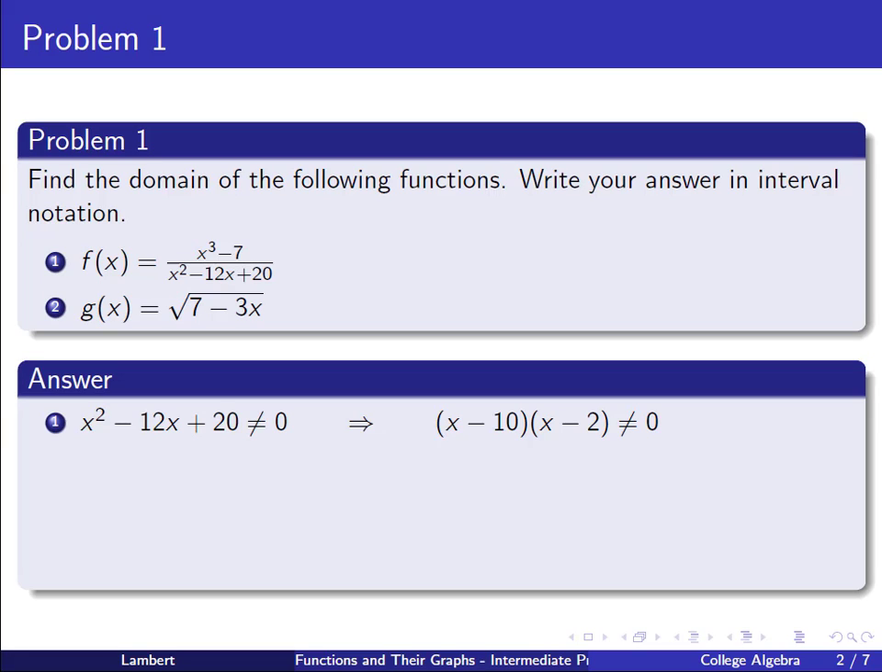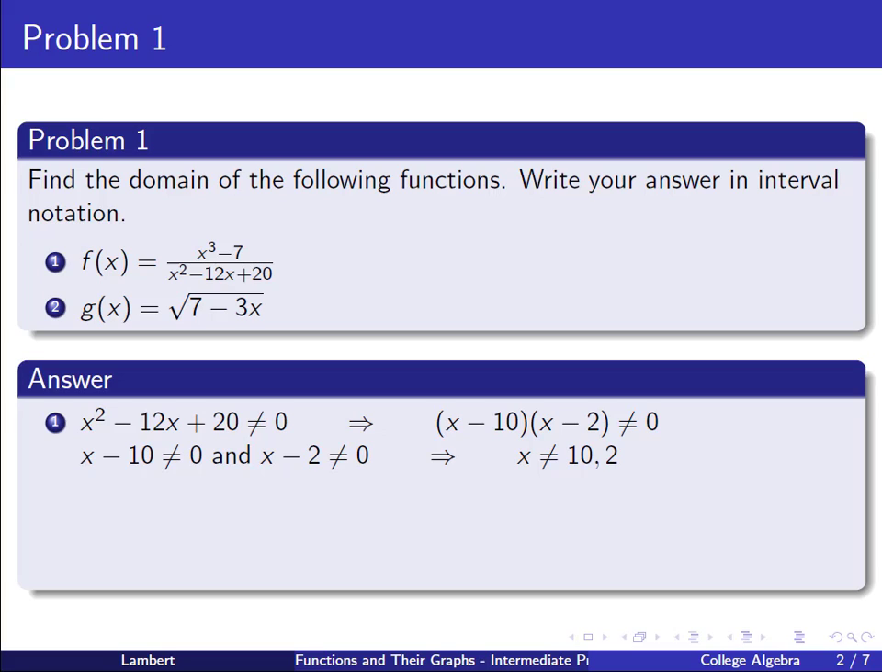And in order for that to not be equal to 0, that means both factors cannot equal 0. So breaking that into two pieces, you get x minus 10 cannot equal 0 and x minus 2 cannot equal 0. In the first scenario, you just add 10 to both sides, and in the second scenario, you'll add 2 to both sides and you get your answer: x cannot equal 10 or 2.